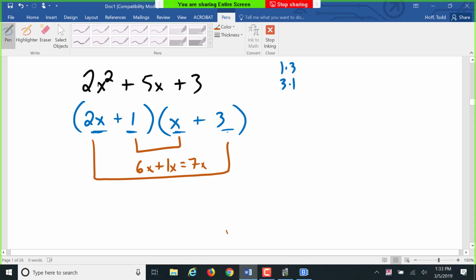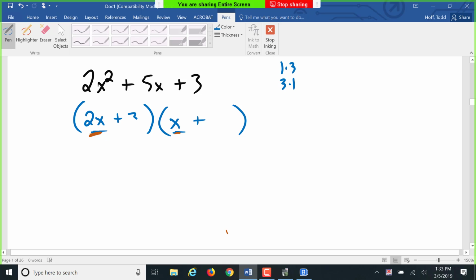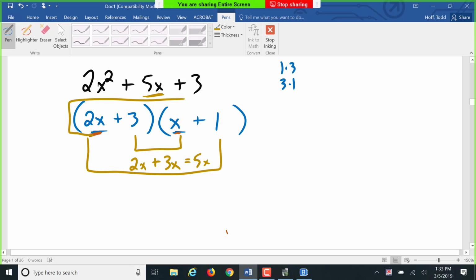Unlike before, when I had to just go to different numbers or change signs when that didn't work out, here, because it's not x and x, it's 2x and x, the order that I put these in matters. So 1 and 3 didn't work. We're going to try 3 and 1. Now on the outside, 2x times 1 is 2x. On the inside, 3 times x is 3x. That adds up to 5x.